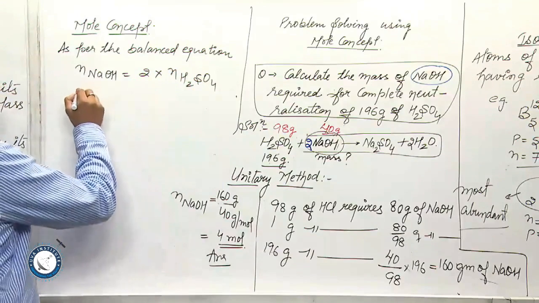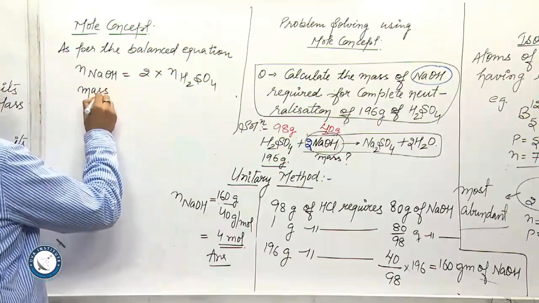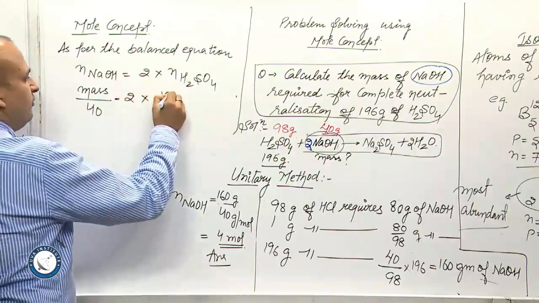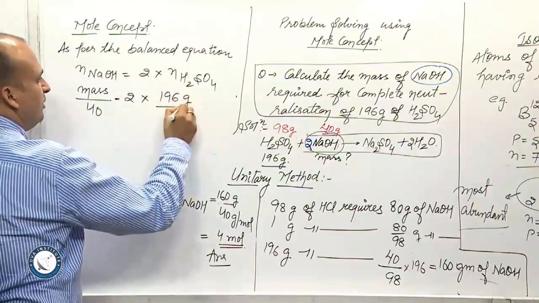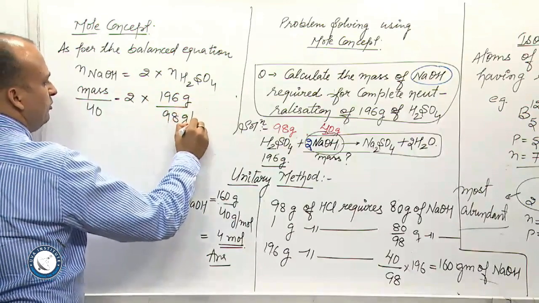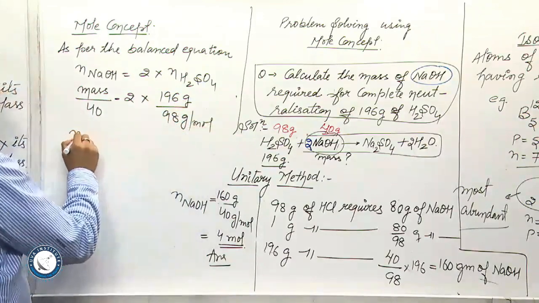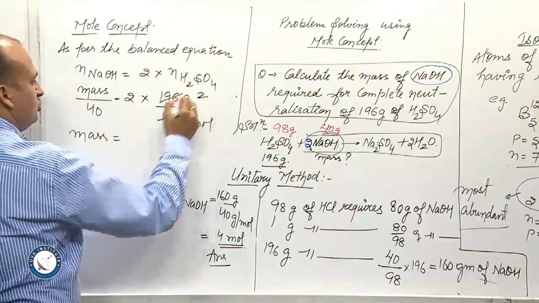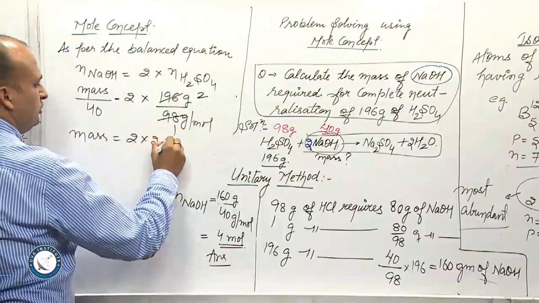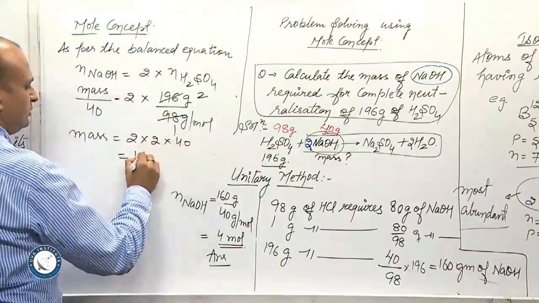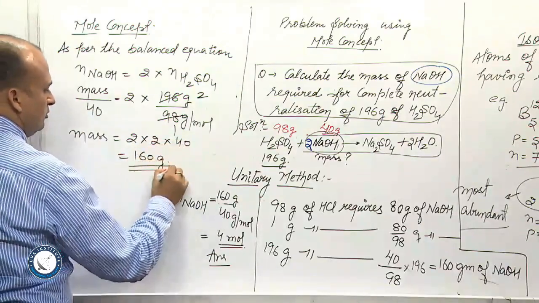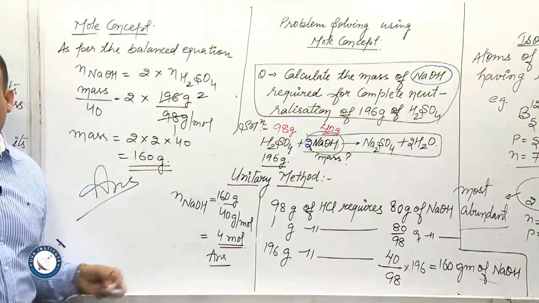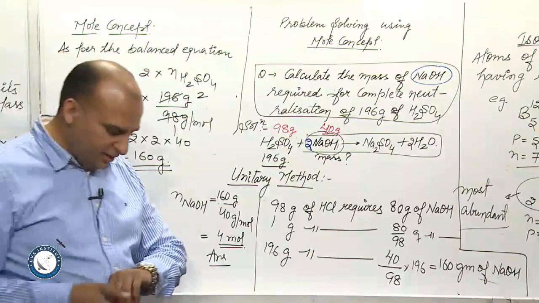Now the mass of NaOH is what I have to calculate. The molar mass is 40. What I have given over here is 196 gram. The molar mass of H2SO4 is 98 gram per mole. So what is the mass I am going to get? 98 into 1, 196 is 2. So 2 into 2 into 40, which is 160 grams. Answer. Clear?